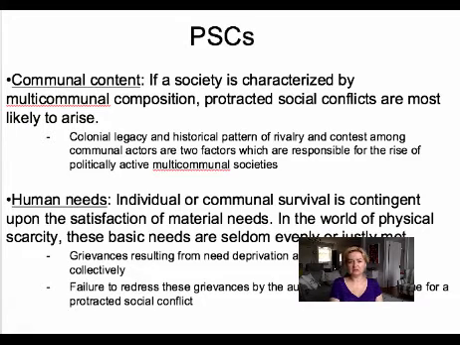Second condition is human needs. Individual or communal survival is contingent upon the satisfaction of material needs, some basic needs. When there is physical scarcity, these basic needs are seldom evenly or justly met. So there usually is a grievance resulting from deprivation, and failure to redress these grievances by the authority, by the government, cultivates a niche for a protracted social conflict.